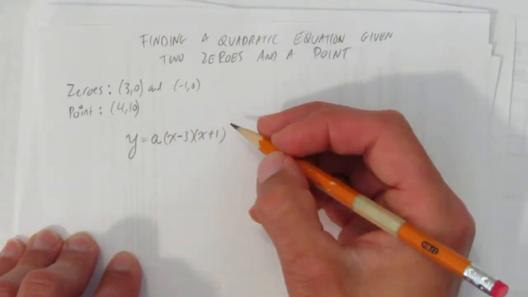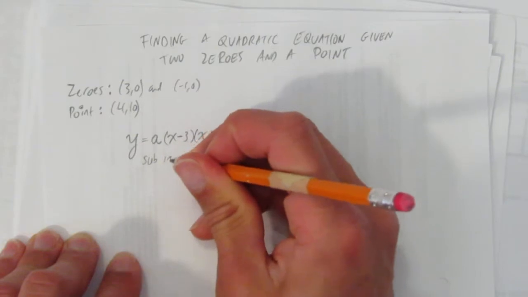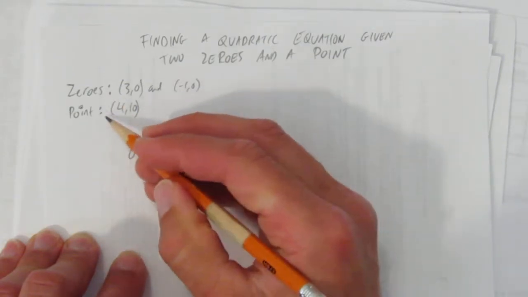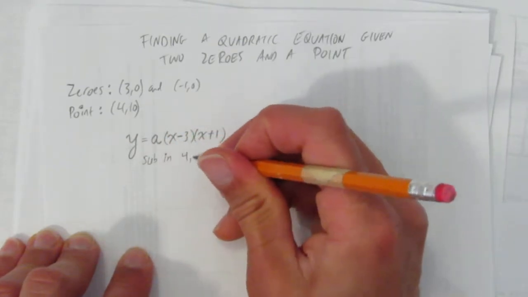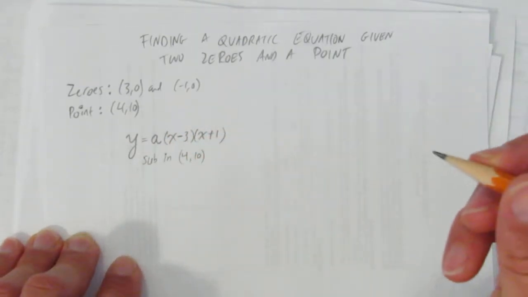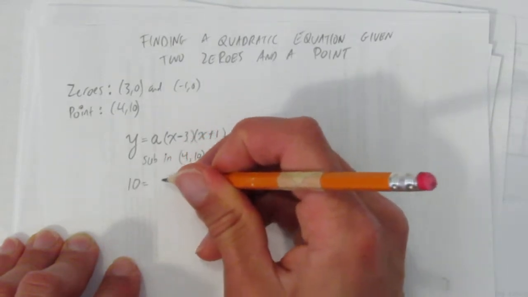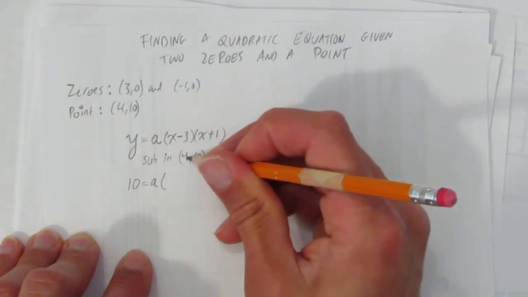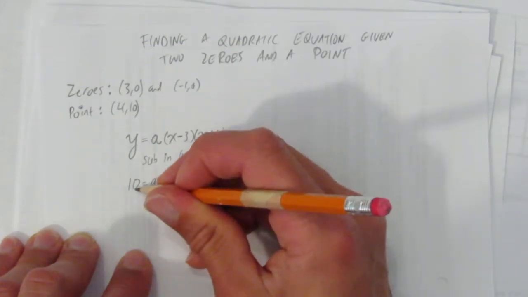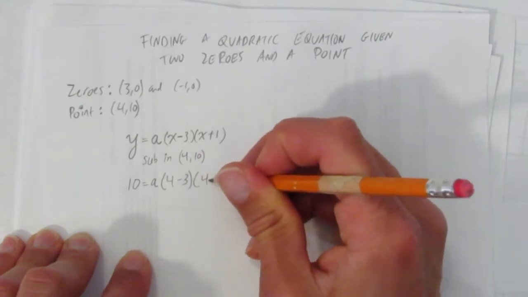How do you find it? We're going to sub in a point. It can't be one of the zeros. It has to be another point, but we're given a point on the parabola, or quadratic, (4, 10). We're going to sub in (4, 10). Note that this 10 is for the y, so we put 10 for the y. And we don't know the a yet, that's what we're going to solve. But the x value corresponding to y of 10 is 4. So 4 take away 3, and 4 plus 1.